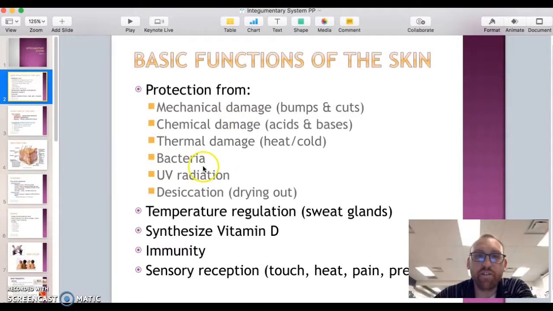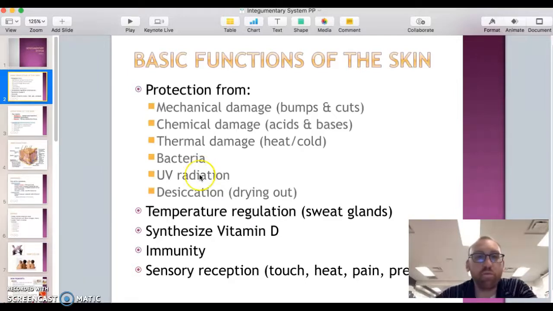It even is the first line of defense, as you'll learn, as part of your immune system. Your skin, as long as it stays intact, is going to protect you from any sort of bacteria or anything else, like viruses, that can get into your body and make you sick. So that's why you really want to make sure that you're not having hangnails and stuff like that.